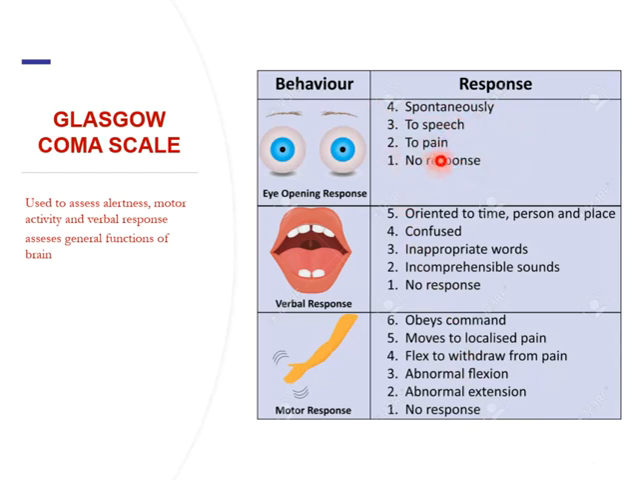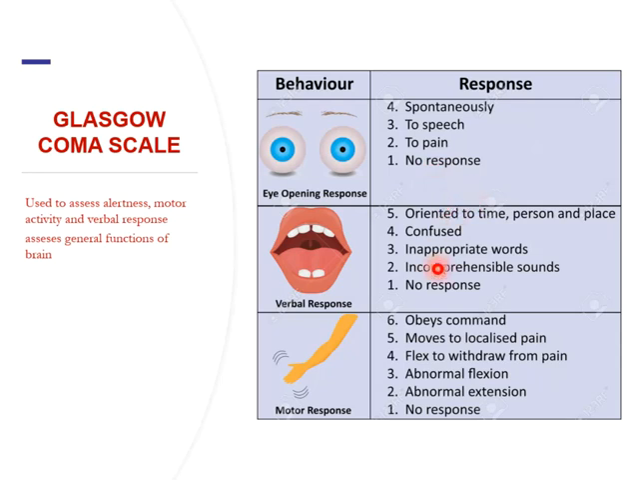If they respond to pain, generally what they do is press on the sternum, and if the patient opens their eyes on that response, then the score is 2. And if even after that painful stimulus they still do not open the eyes, then the score is 1.